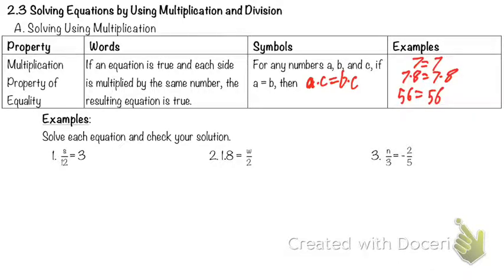Yes. Yep, that's what the multiplication property of equality is saying. It's just that right there. We start with the true equation, multiply by the same thing. We still have a true equation.